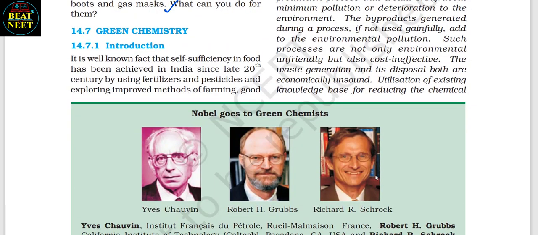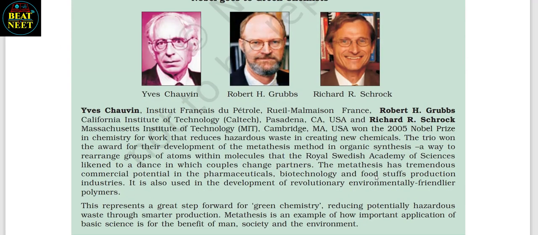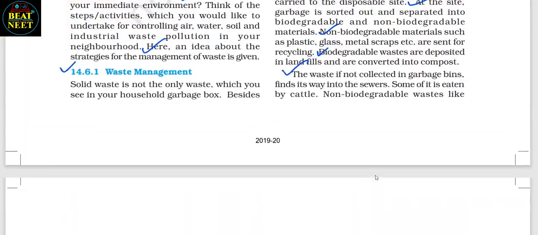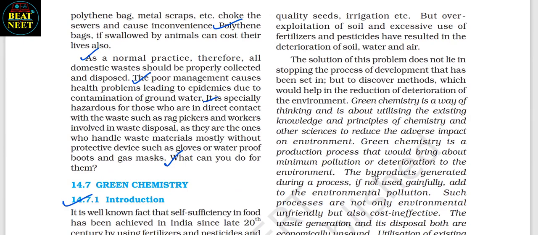14.7 Green Chemistry. 14.7.1 Introduction. It is a well-known fact that self-sufficiency in food has been achieved in India since the late 20th century by using fertilizers and pesticides and exploring improved methods of farming, quality seeds, irrigation, etc. But overexploitation of soil and excessive use of fertilizers and pesticides have resulted in the deterioration of soil, water and air.